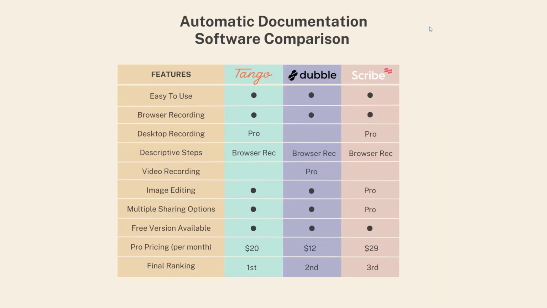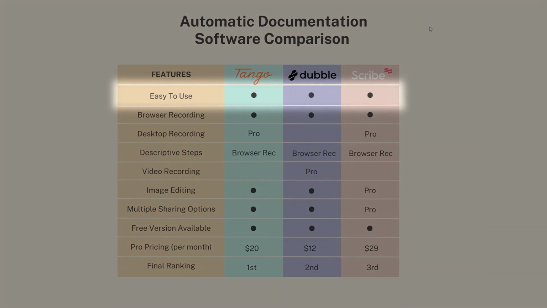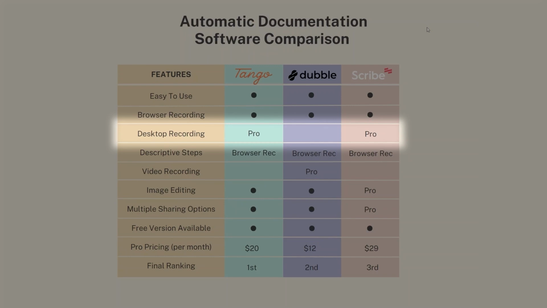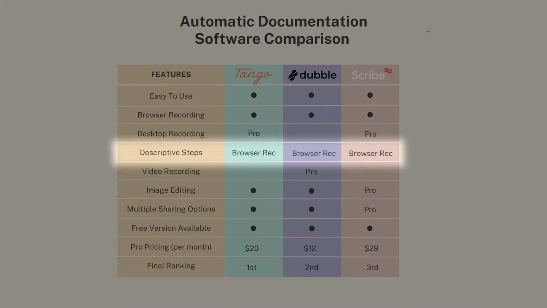Overall, when comparing the three options, you can't really go wrong with any of them. All three are easy to use and generally have very similar features. If all you need is browser recording, then Tango, Dubble, and Scribe can all handle that. If you need desktop recording, then that's going to need to be Tango or Scribe. All three have pretty descriptive steps when recording with the browser, but once you do desktop recording, then that's when you're going to need to step in and edit some of those steps a little bit more.